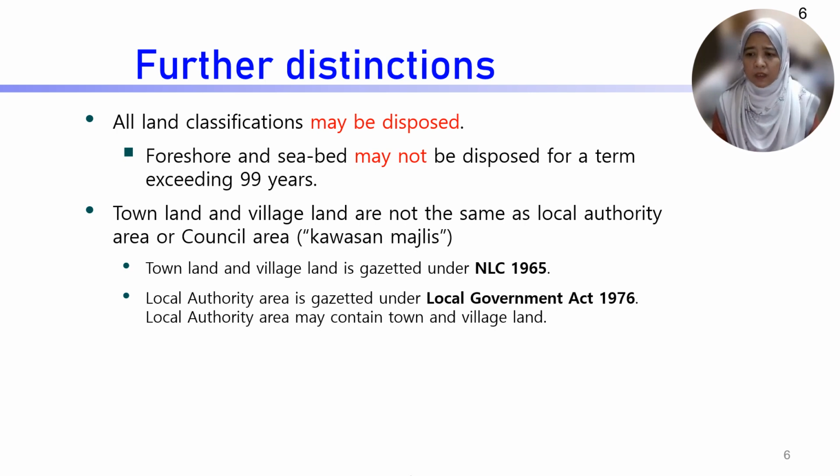Now, the importance here is, the local authority is responsible to manage the land within its local authority area. Dia wajib, for instance, it's mandatory for the local authority to provide services such as garbage collection, such as lighting for instance, ya, potong rumput for instance. So tak semestinya kalau tanah tu tanah pekan, local authority kena selenggara, kena maintain kawasan tu, because that tanah pekan may not be part of local authority area.